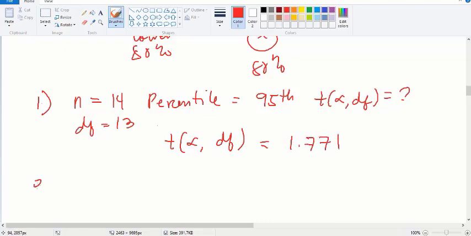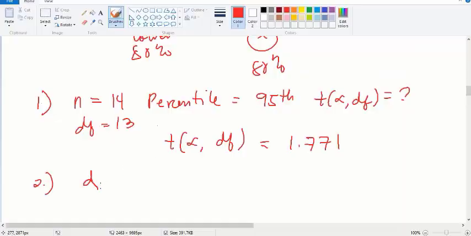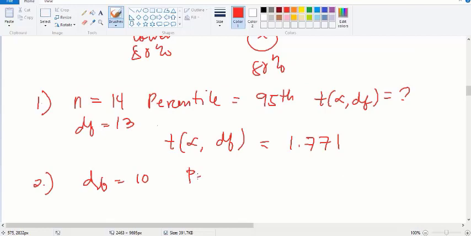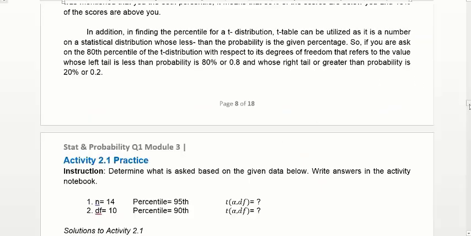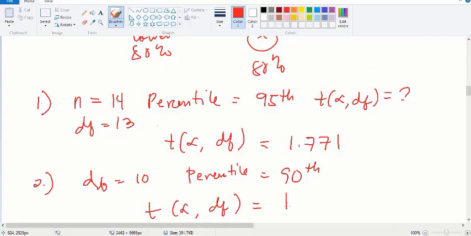Number 2, the degrees of freedom is already given as 10, and the percentile is 90th. So, we are still looking for the t-value. Going back to the table again, degrees of freedom 10, and since it is 90th, it will be the 90th column. This one, right? Okay, 90th and 10, 1.372.